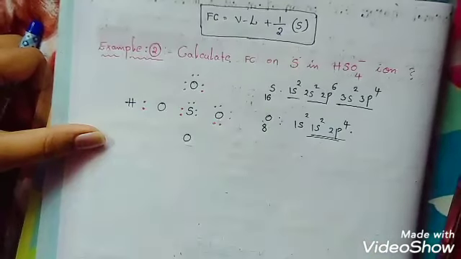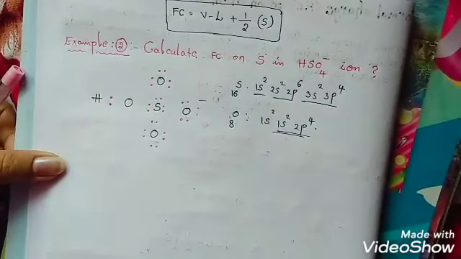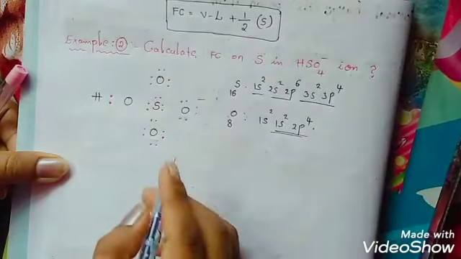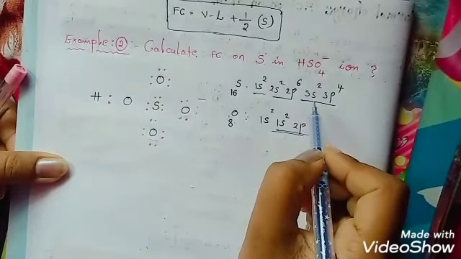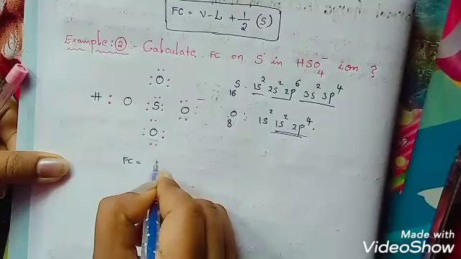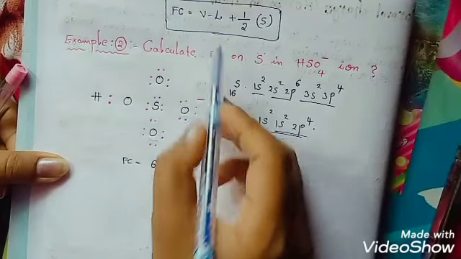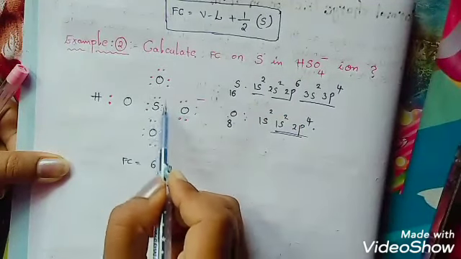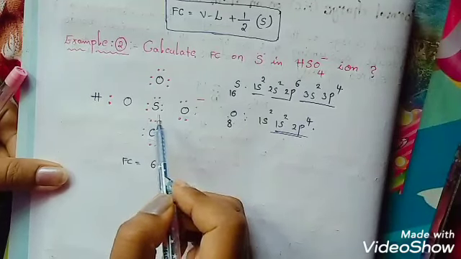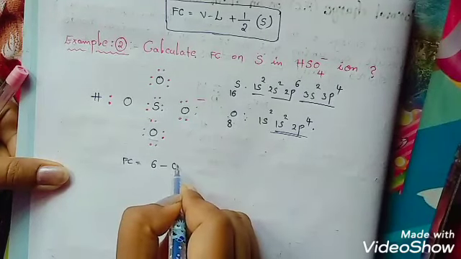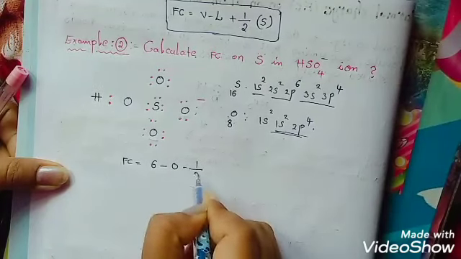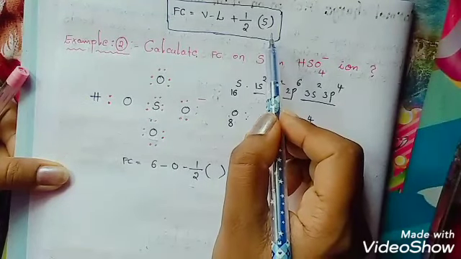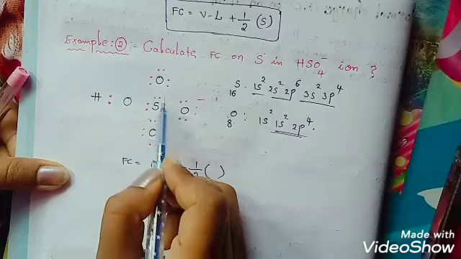3, 4, 5, 6. Now let us apply the formula for the calculation of the formal charge. Starting with valency electrons, the sulfur valency electrons. If you see the electronic configuration, the sulfur valence electrons must be 6 minus L. L, what does it indicate, students? L means lone pair of electrons. If you see this central atom, around the sulfur there is no lone pair of electrons, so the number should be 0. Minus, as well as the formula, half into S. S is nothing but shared pair electrons, that means bonding electrons around the central atom.